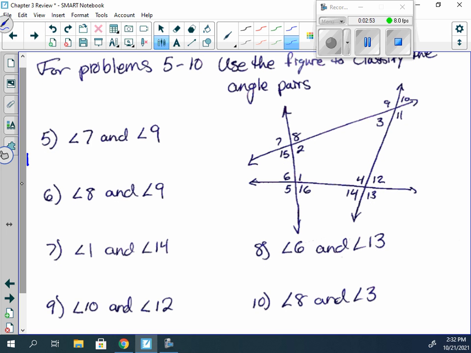Questions 5 through 10, classifying the angles. So on these here, we're either going to name them as alternate interior, alternate exterior, consecutive interior, or corresponding angles. They're going to be one of these 4 here. Is there a certain one that we want to look at?